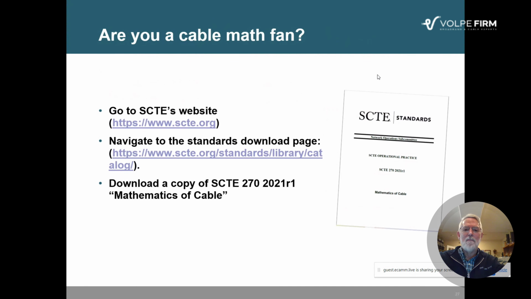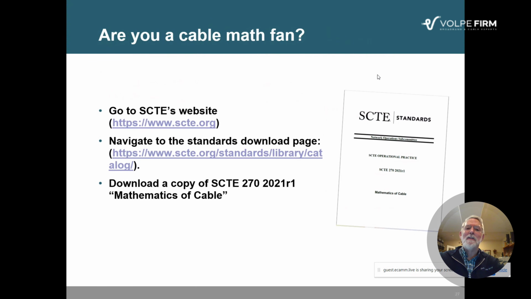The R1 means it was revised, and we made some minor editorial tweaks to it to fix some typos and a few other minor things. So that R1 is the latest version. There's the URL where you can get it. You can go to SCTE's website, scte.org, and navigate to the standards download page. When you get there, you just scroll down through the list of standards and operational practices and other documents till you come to SCTE 270, and then download that.